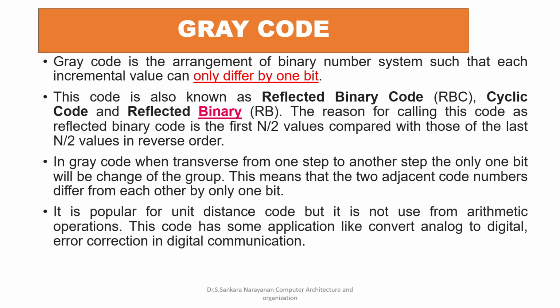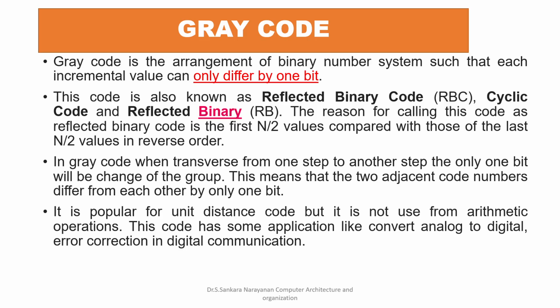The other names for gray code are reflected binary code and cyclic code. The reason for calling this code reflected binary code is that the first n by 2 values are compared with those of the last n by 2 values in reverse order.